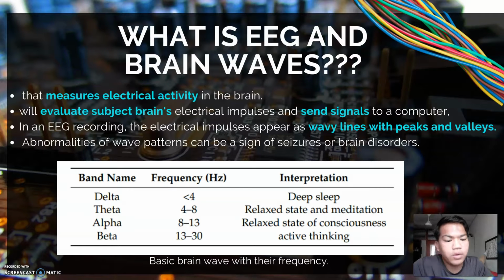There are four basic brainwaves, each with its own frequency: delta is below 4 Hz, between 4 Hz and 8 Hz is theta, 8 to 13 Hz is alpha, and 13 to 30 Hz is beta.